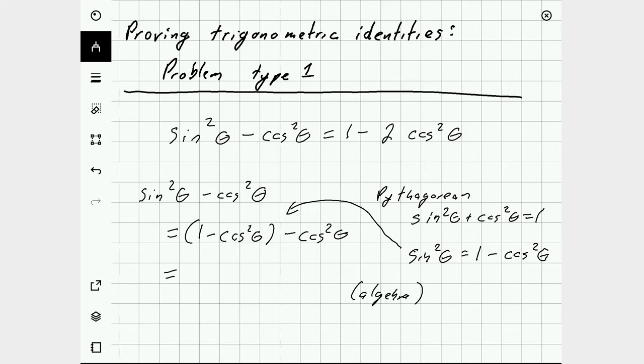Then I have a cosine squared theta, and I have another cosine squared theta. I can combine some like terms, what our textbook calls an algebra step, to write this as 1 minus 2 times the cosine squared of theta. And that, in just a couple of steps this time, is exactly what we saw on the right-hand side of the identity we were trying to prove. So by using known identities, we were able to prove this new identity.